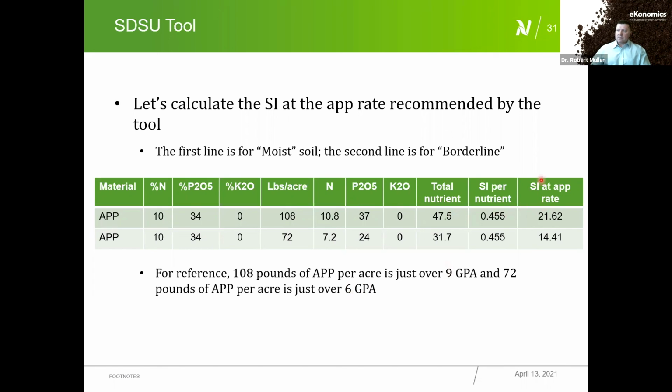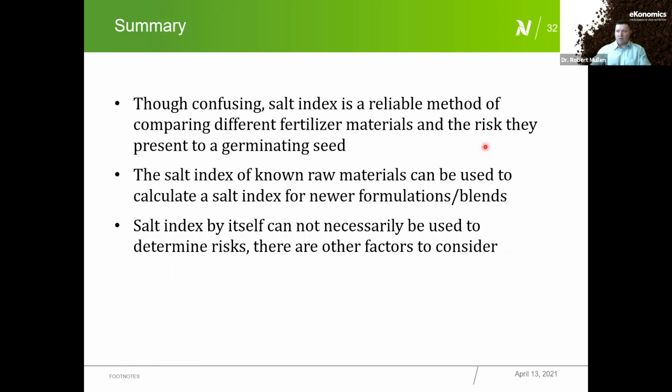So what the salt index allows us to compare is the relative risk of these various products. Okay, so you could do this same thing if you wanted to plug in 6-24-6, 7-21-7 at equivalent rates of some particular nutrient. You could do the math and figure out which one is going to be less risky. Okay, and that's really what the salt index was originally designed for.